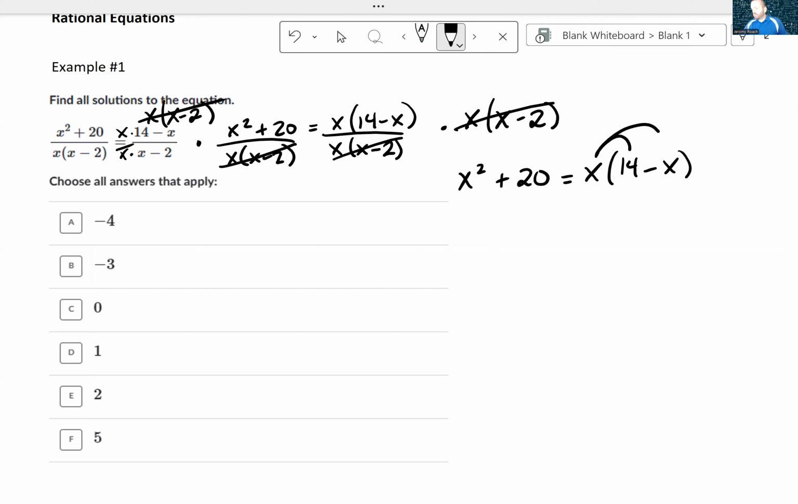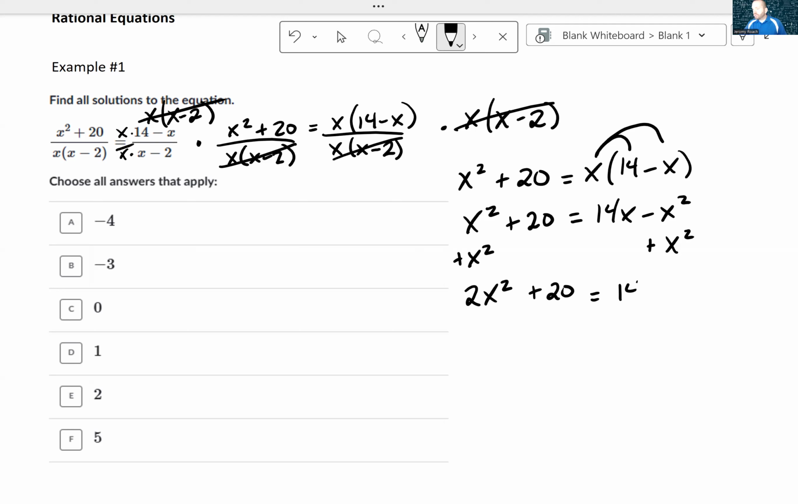We're just going to use the distributive property on the right side. Left side stays the same. Again, this should probably be a review for you if you've done this recently. I'm just going to set this equal to 0 now. And we have 2x squared plus 20 equals 14x. I'm going to subtract 14x on both sides, and we get 2x squared minus 14x plus 20 equals 0.